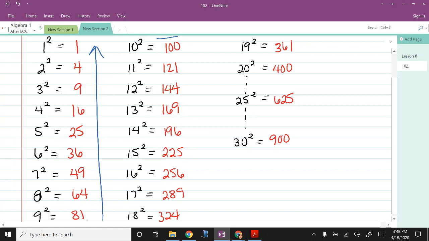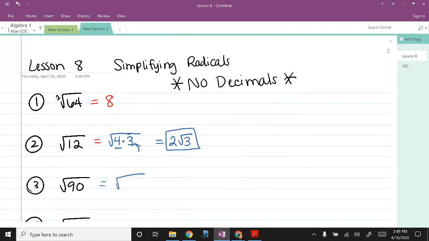Okay, so the key to finding the largest is using your chart. Does 81 go into 90? No. Does 64 go into 90? No. Does 49? No. Does 36? No. Does 25? No. Does 16? No. Does 9? Yes, 9 goes into 90. So you change radical 90 into radical 9 times 10, because 9 times 10 equals 90. And the square root of 9 is 3. So that simplifies to 3 radical 10.